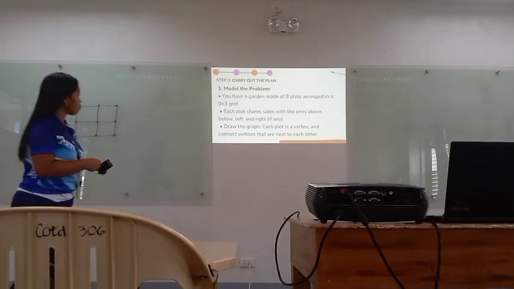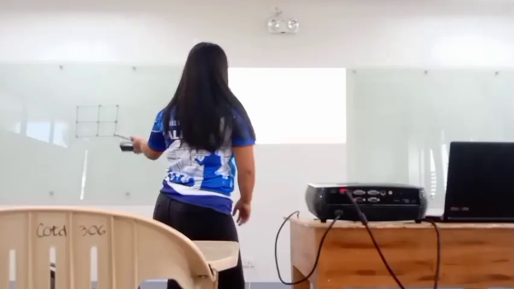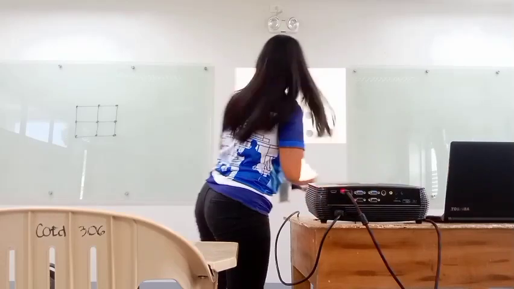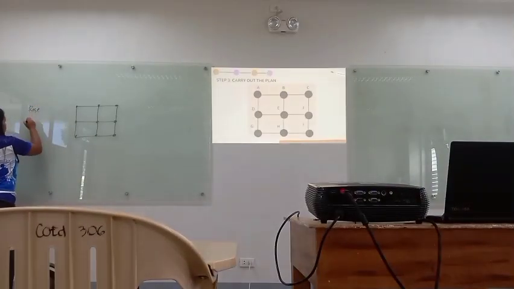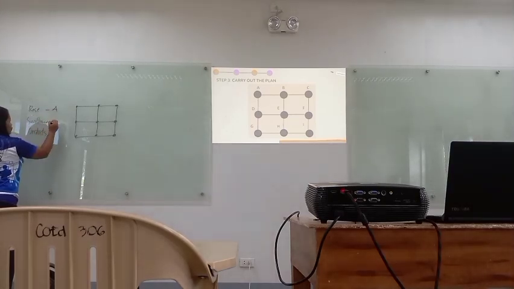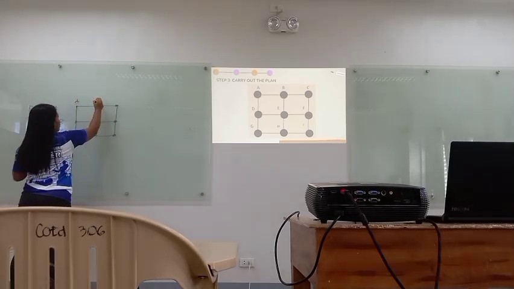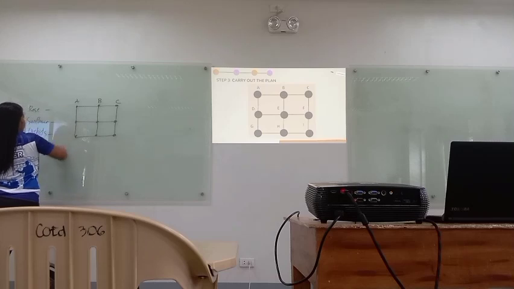Alright, so first we model the problem. Next is let's carry out the plan with rose, sunflower, and orchids. Let rose be A, sunflower B, and orchids C. So A, B, C. Red, yellow, orange.